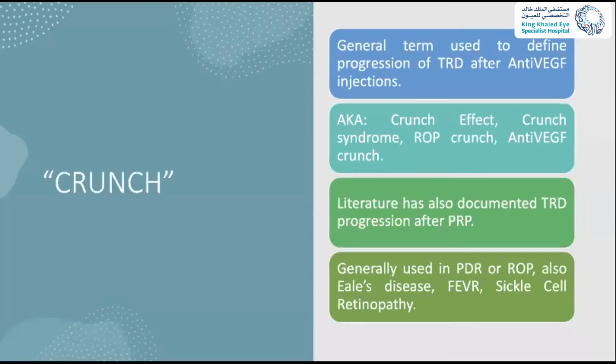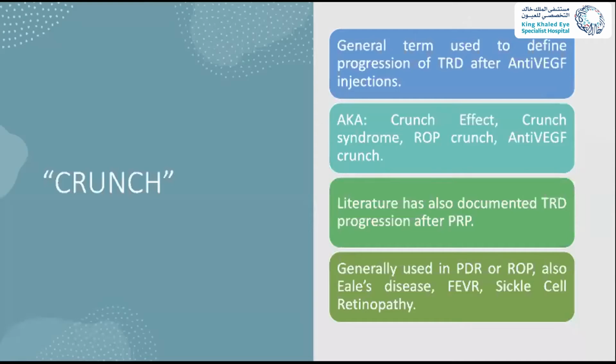Now, as this tendency grew of utilizing these anti-VEGF agents, so did the concern about complications that were presenting, and that the disease was progressing despite having received anti-VEGF agents, or that the disease was progressing because they had received anti-VEGF. So this is how the term crunch phenomenon was coined.